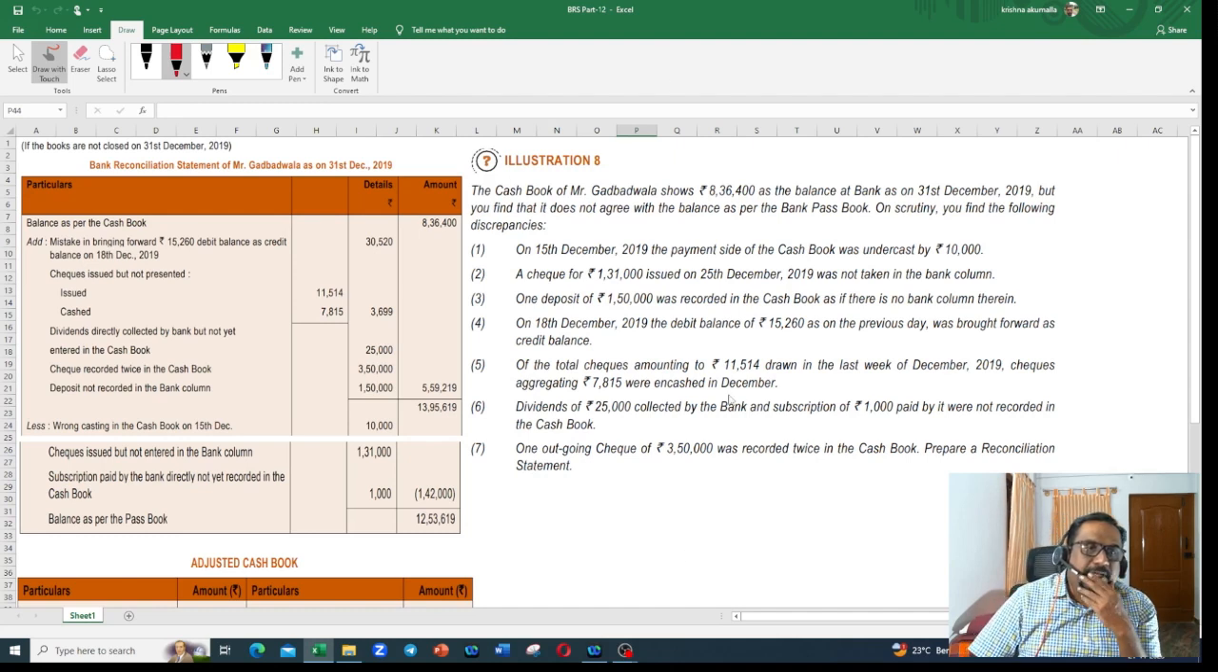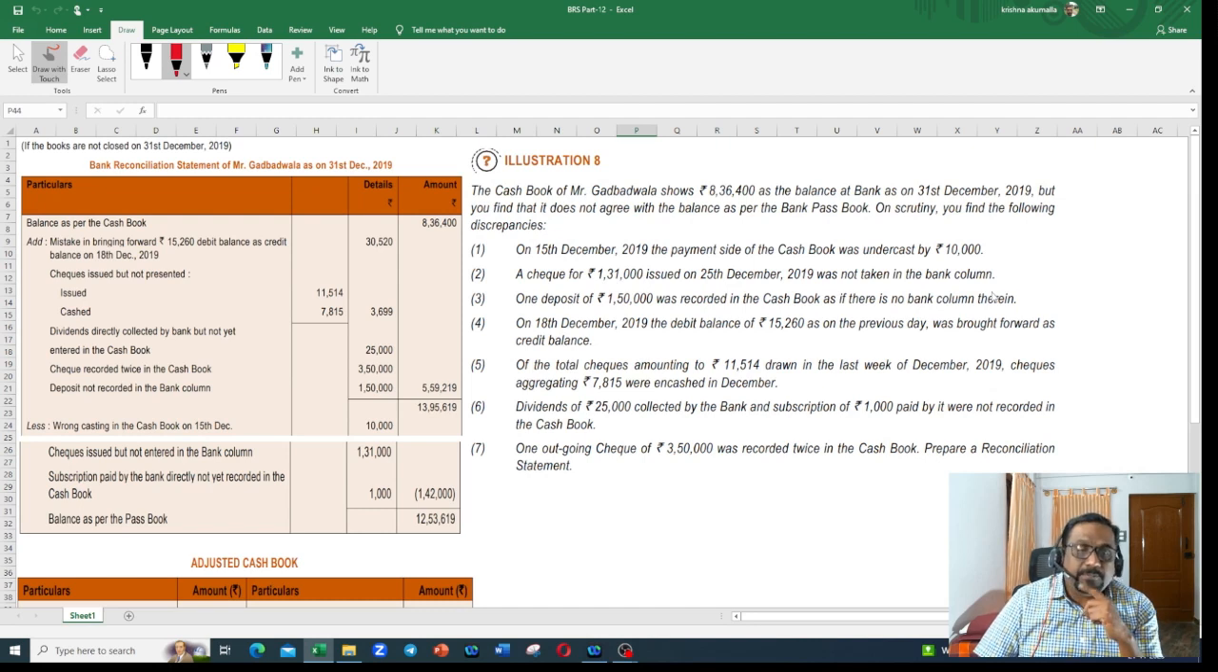The cash book of Mr. Gadbadwala, oh my God, I'm finding it very difficult to read his name, shows 8,36,400 as a balance at bank as on 31st December 2019, but you find that it does not agree with the balance as per bank passbook. On scrutiny, you find the following discrepancies. On 15th December 2019, the payment side of the cash book was undercasted by 10,000. Cash book was undercasted, payment side. A check of 1,31,000 issued on 25th December 2019 was not taken in the bank column.